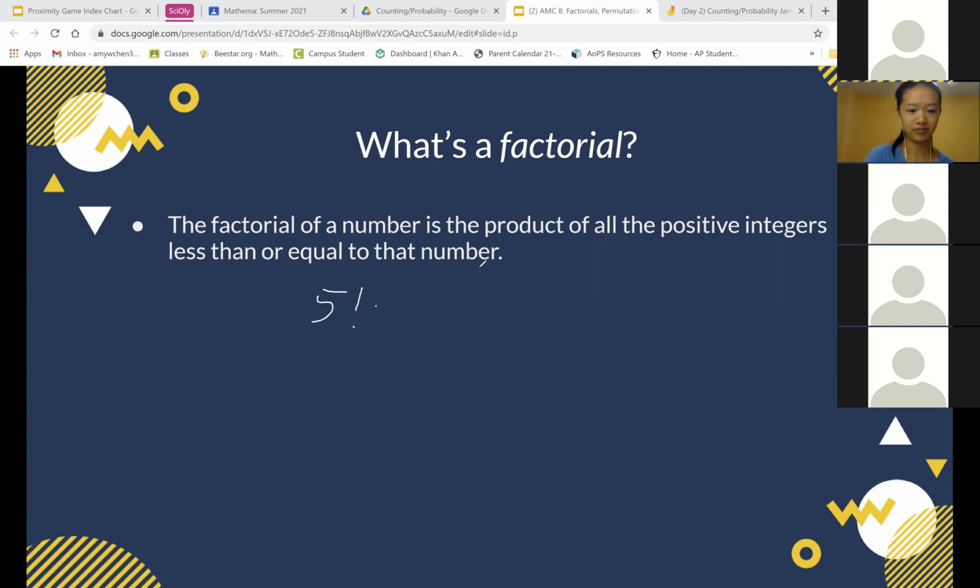4 factorial is 24. But if we notice, 4 factorial is simply 5 factorial divided by 5, right? You guys noticed that, right? Now let's move on to 3 factorial. 3 factorial is 6. Another way we can write 3 factorial is equal to 4 factorial divided by 4, right?